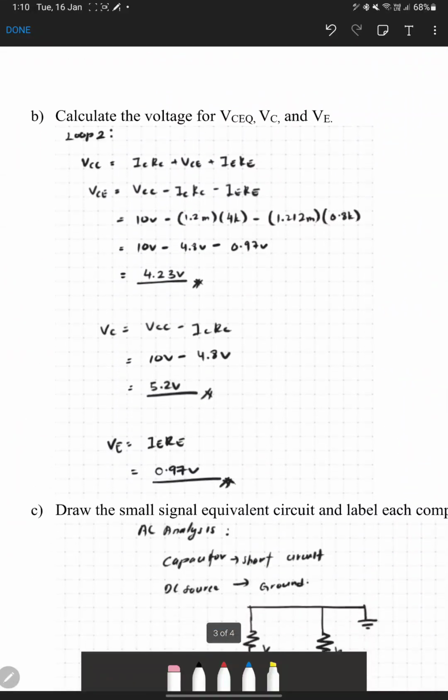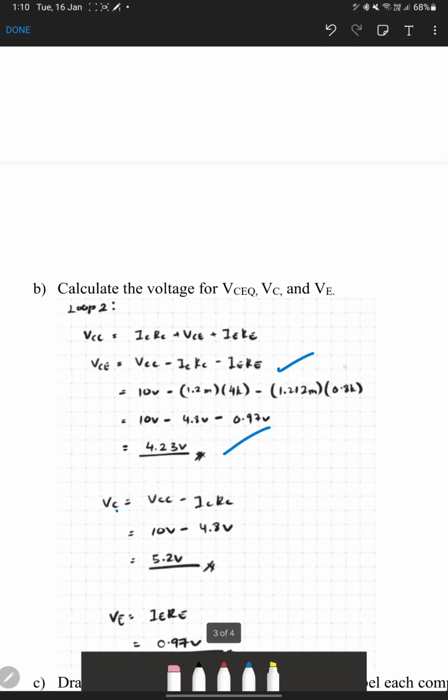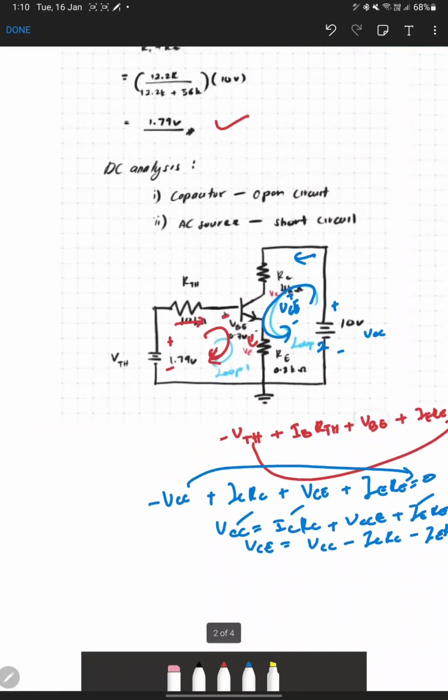Okay, so it becomes like this. Then you replace the value, then you can get the VC equal to 4.23 volt. Now after that, you can find the VC. The VC is a voltage remaining after VCC minus ICRC.